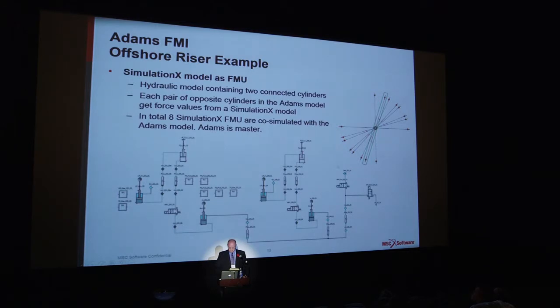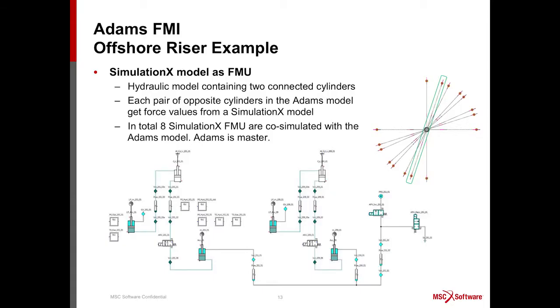For the Simulation X model, it's modeled as an FMU. It was a hydraulic model that contains two connecting cylinders opposite of each other. So that's where you get the 8 FMUs. And then each pair of the opposite cylinders in the Adams model get the force values from the Simulation X model. So in total, we had 8 FMUs imported as slaves and co-simulated with the Adams model, Adams being the master.